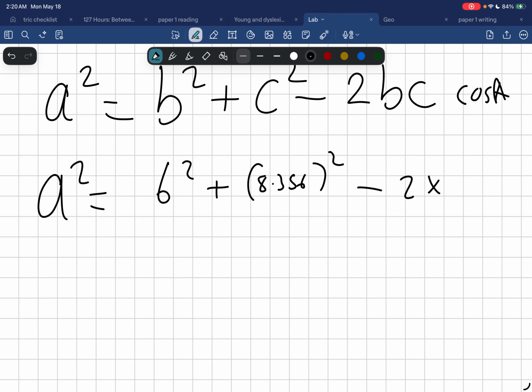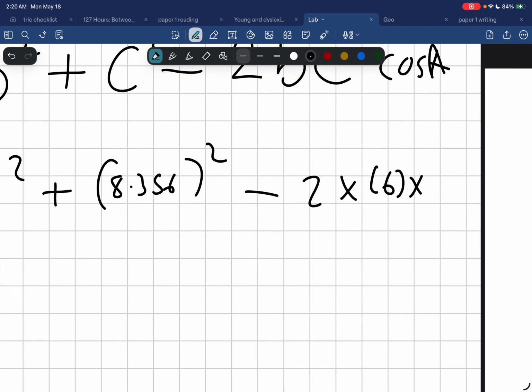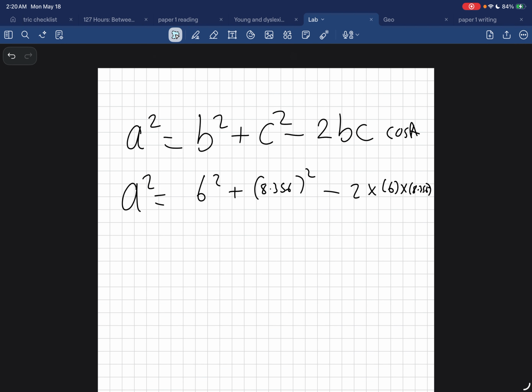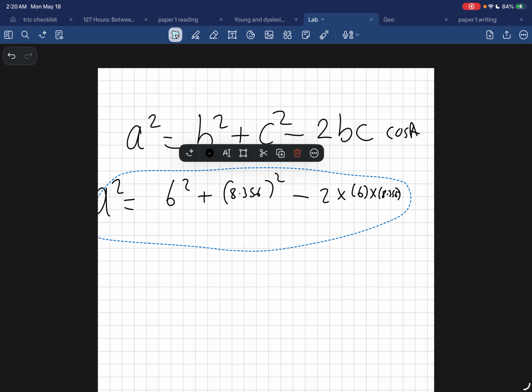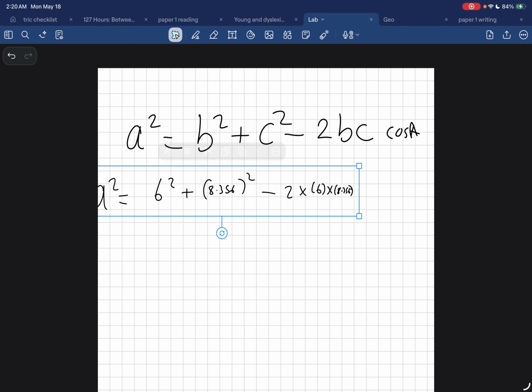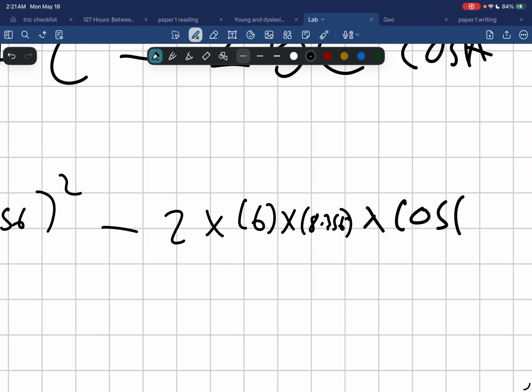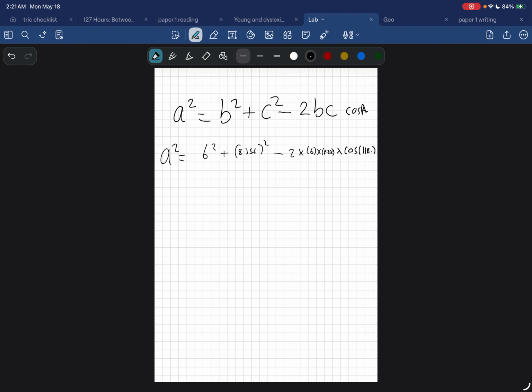Now, the value of b, like I told you, is 6, and c is going to be 8.356. Okay, so let's do that here. What are we going to do now? We're going to times it with cos A. We don't have it. Yes, we do have it. It is what we got, 118 and something. So that's it. Then we take the square root of all of this.